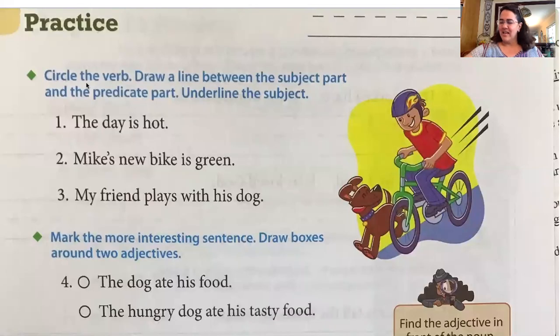All right, friends, here we are. We are going to take a look at numbers 1 through 3, and our job today is to circle the verb. Everyone circle where it says verb. Draw a line between the subject part and the predicate part. Draw your line. And then underline the subject. Everyone underline the word subject. We'll do number 1 together. Let's go ahead and take a look.